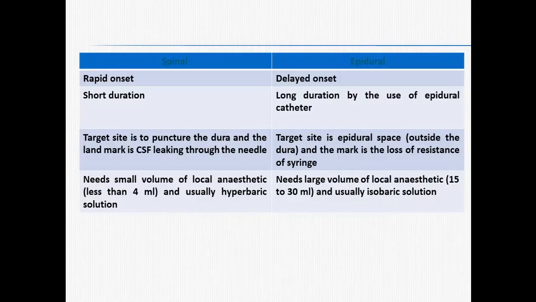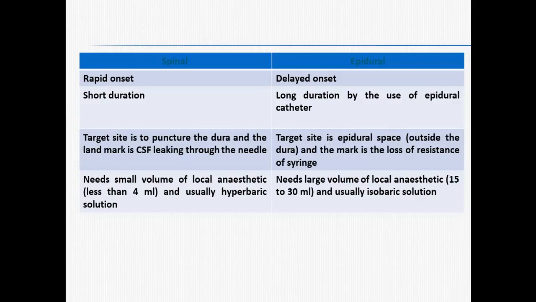Here is the difference between spinal and epidural anesthesia. In spinal anesthesia, we have rapid onset and short duration. The target site is to puncture the dura, and the landmark is CSF leak through the needle. It needs a small volume of local anesthetic, less than 4 ml, and usually a hyperbaric solution.